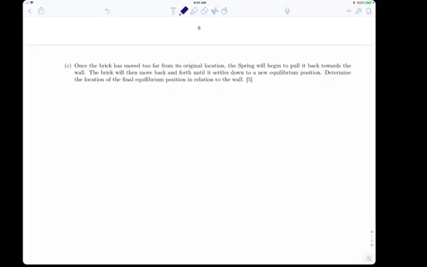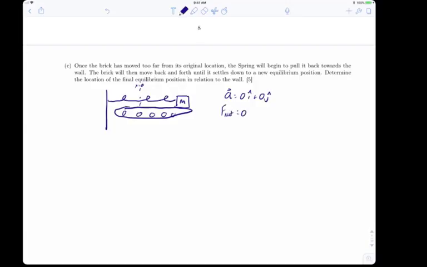What's the equilibrium position from the wall? Okay, so here's x equals 0. That's 3 meters away. Okay, so it's in equilibrium, so it's not moving. In this case, f net is going to be 0 i-hat, 0 j-hat. All of the forces are in balance. What forces are on it? There's a normal force. Gravity.